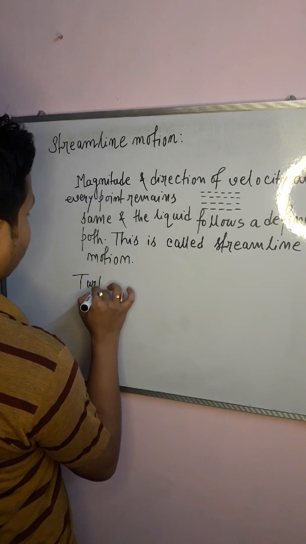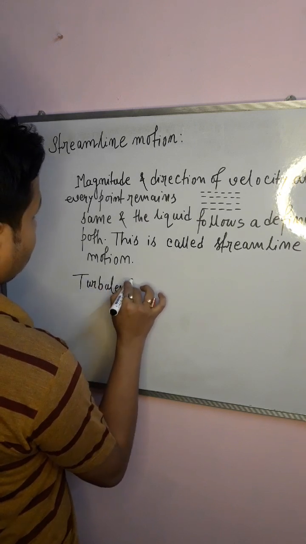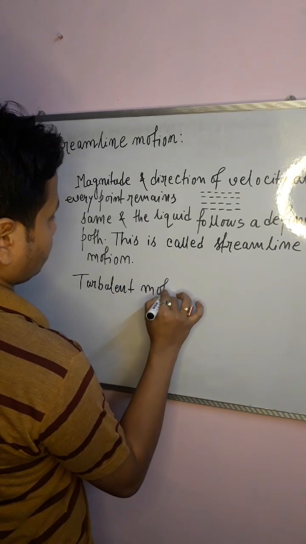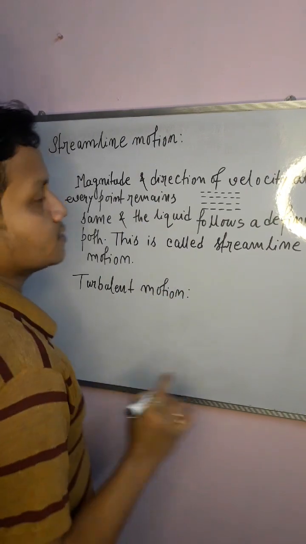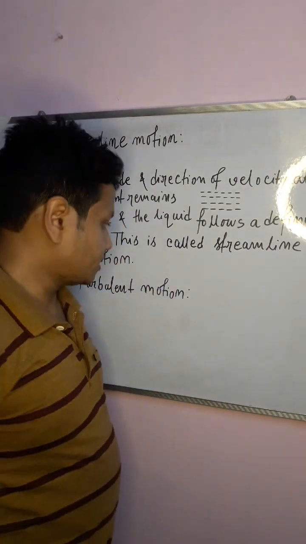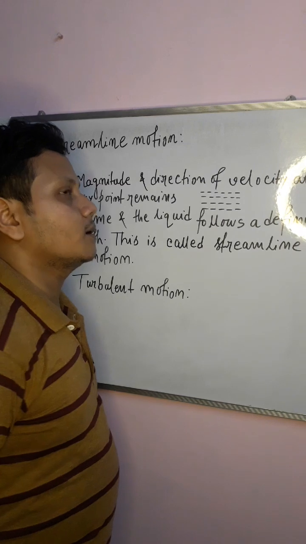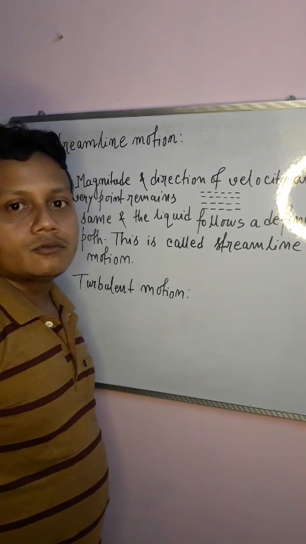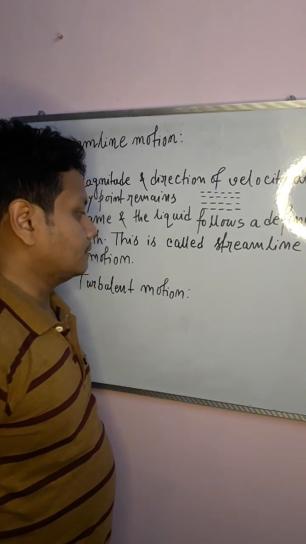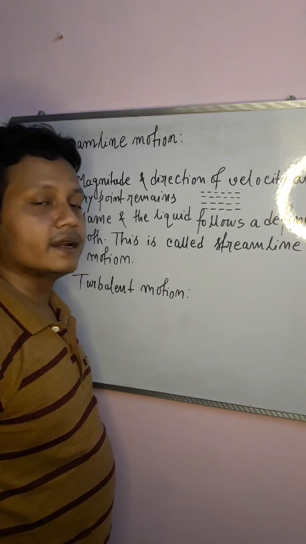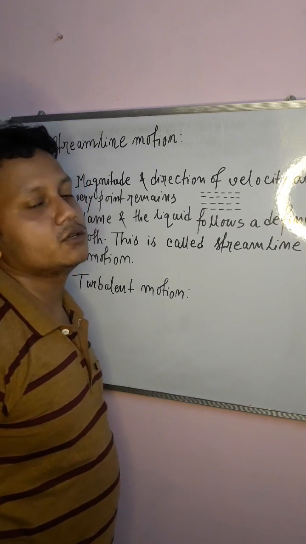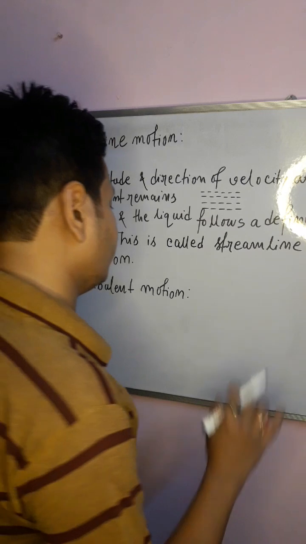Now another type of motion is turbulent motion. This is opposite to streamline motion. That means here the magnitude of velocity does not remain constant at every point, and also the liquid does not follow a definite path.